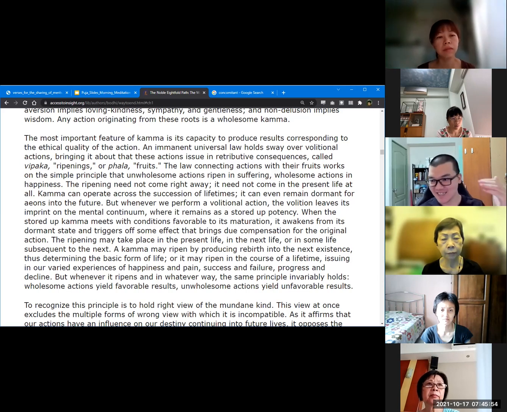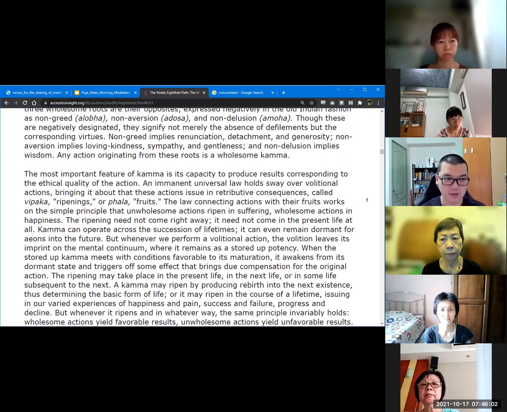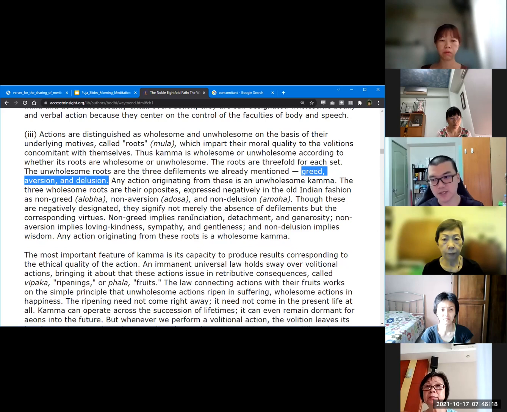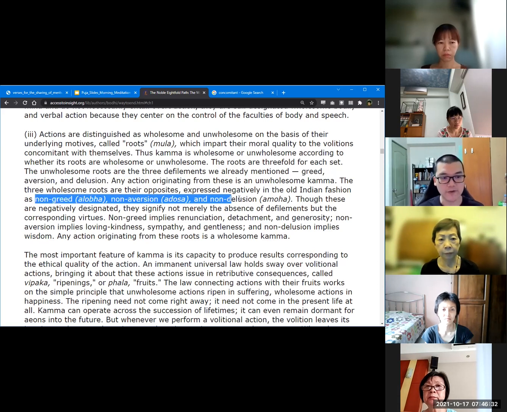Okay, I think it's a good time to stop and review what we have read, the first two paragraphs so far. The first paragraph talks about the roots of the actions. So it can be categorized into three for the unwholesome. The unwholesome roots are the three defilements we already mentioned: greed, aversion, and delusion. And the opposite, if you express negatively in the old Indian fashion, in the language during that time, are non-greed, non-aversion, and non-delusion.